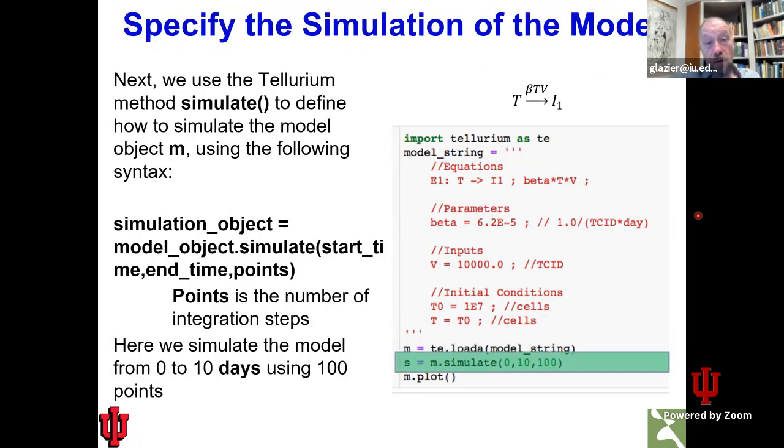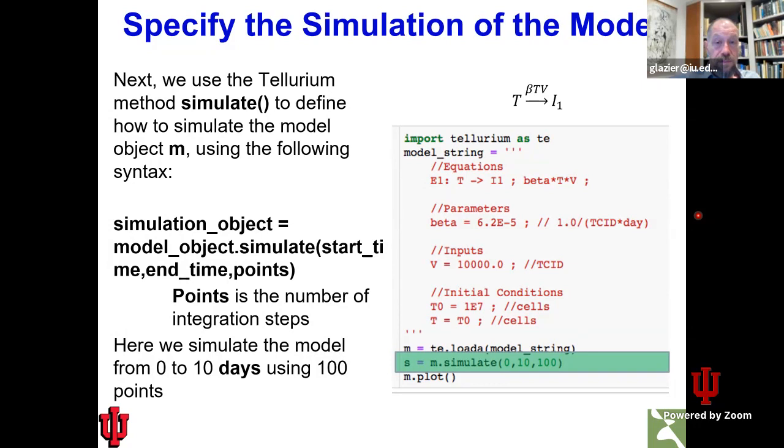The next thing we have to do is run the model. Remember that Antimony specifies the model. We've loaded the model, we haven't executed it. And Tellurium has a couple of methods for simulation. The main one is m.simulate. So simulate is a method that operates on M, the object, the loaded model, and runs it. And it returns an array, which is the output of that simulation. So S equals m.simulate executes the model we've loaded.